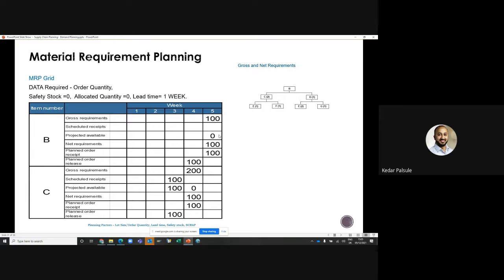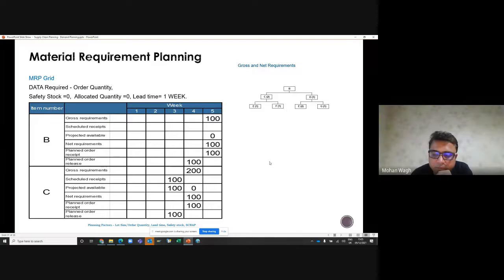Now a lead time of 1 week is given above, with safety stock 0 and allocated quantity 0. Since lead time is 1 week, when does the supplier need it? Lead time means it takes 1 week to get that part, so you need to order it 1 week earlier. Instead of week 5, you need to order it in week 4, right? But now, how many of C do you need to manufacture 100 of B? In the bill of material, you can see 2 of C are needed for 1 B, so you need 200 to make 100 of B. Make sense? Those are your gross requirements that you can see in the first line of each, item B and item C.